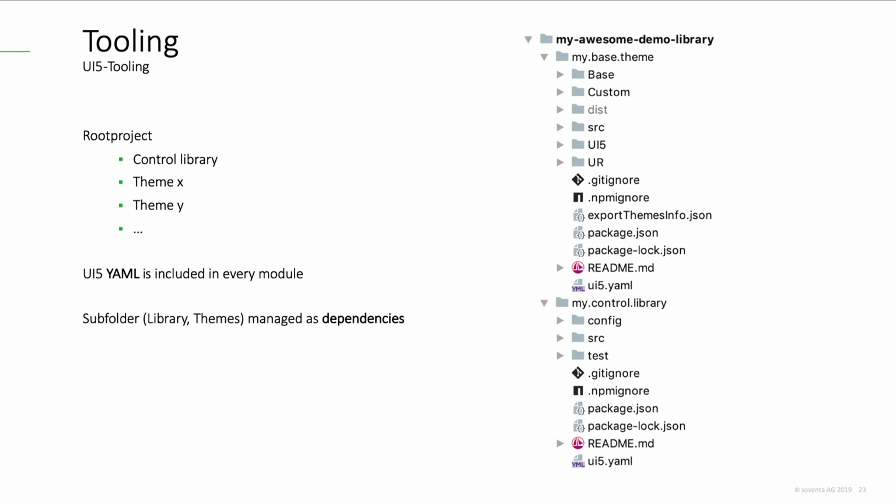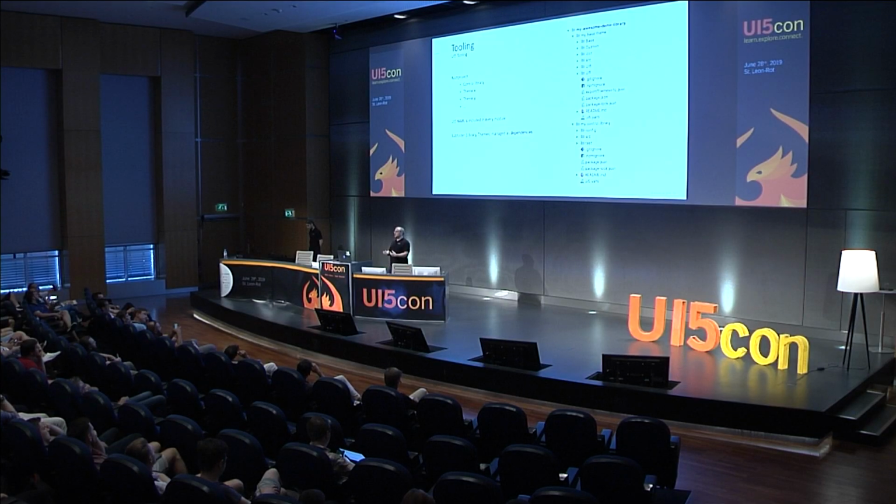The reason why we have a root project in there is just because development-wise, with the root project we can say, okay, there's everything we need for the development. So when we start the UI5 tooling there, all the dependencies for all libraries and themes get resolved, and we can work in this one place.